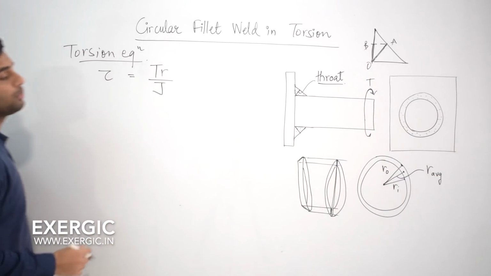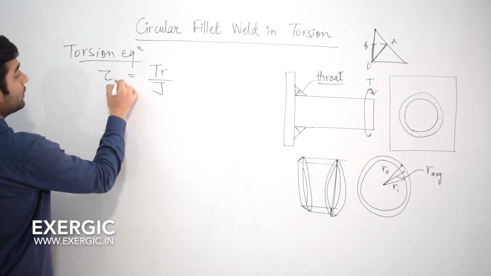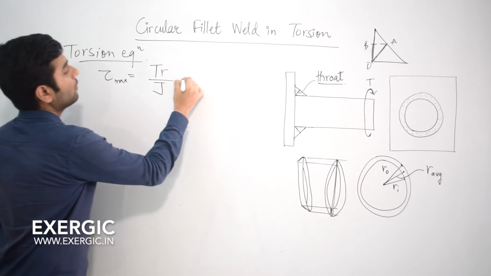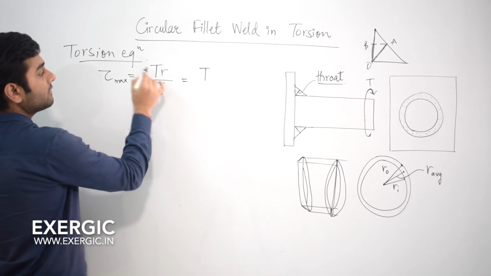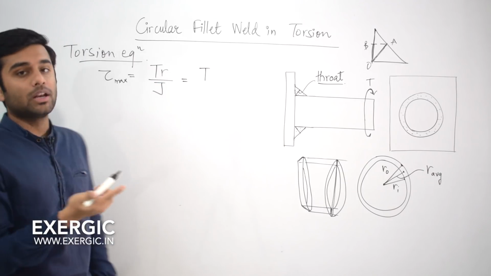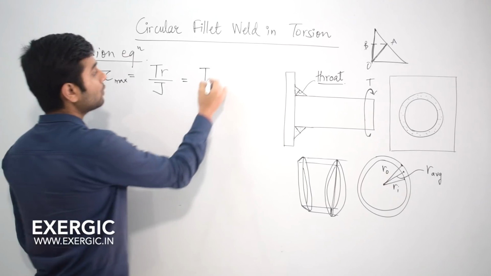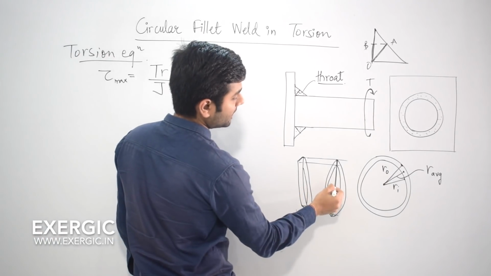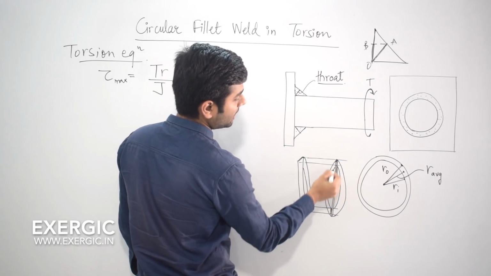Now if we try to put these values into the expression of shear stress, where actually we want to calculate the maximum shear stress generated, you will put the value of T as obviously T only. The value of R will be the maximum value of R, the outermost value of R. That's how we solve it, and that is equal to RO. Correct? In this diagram, this whole length is RO. This is RI.